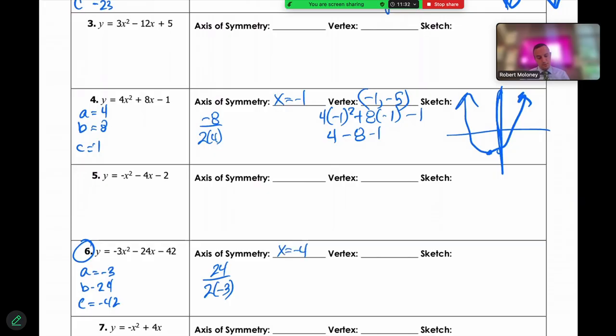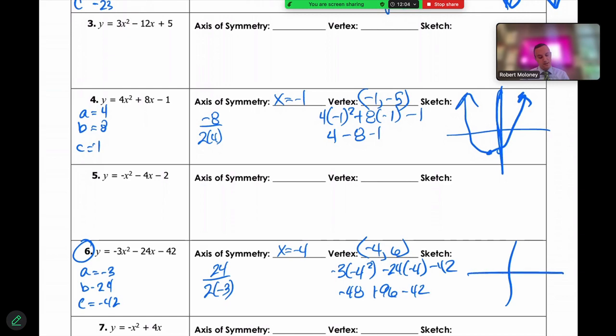Okay, so there we plug it in. Negative 3 times negative 4 squared minus 24 times negative 4 minus 42. All right, so negative 4 squared is 16. 16 times negative 3 is negative 48. This is going to be a positive 96 minus 42. So negative 48 plus 96 is positive 48, minus 42 is positive 6. So we get negative 4, 6 as our vertex. And again, we're going to graph that real fast. Left 4, up 6, this time facing down.